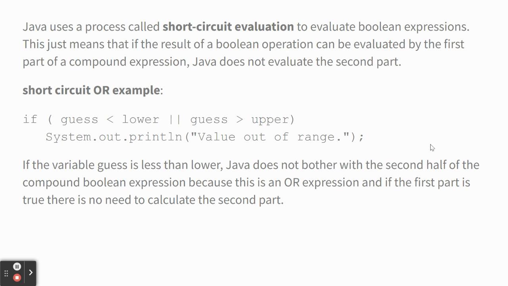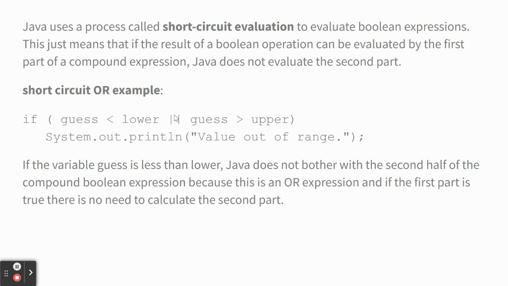Here's an or example. Check this out. If guess is less than lower, or guess is greater than upper. Now let's just say guess is less than lower. It's going to print this thing because it's an or. They don't have to both be true. So let's just say guess is less than lower. Java actually stops evaluating. It's like, I'm going to save myself milliseconds. I'm going to save myself time and energy. I'm not going to evaluate the rest of this thing because I know I'm going to print it. So I'm just going to go and print it. I'm not going to keep checking things. That's called short circuit evaluation.